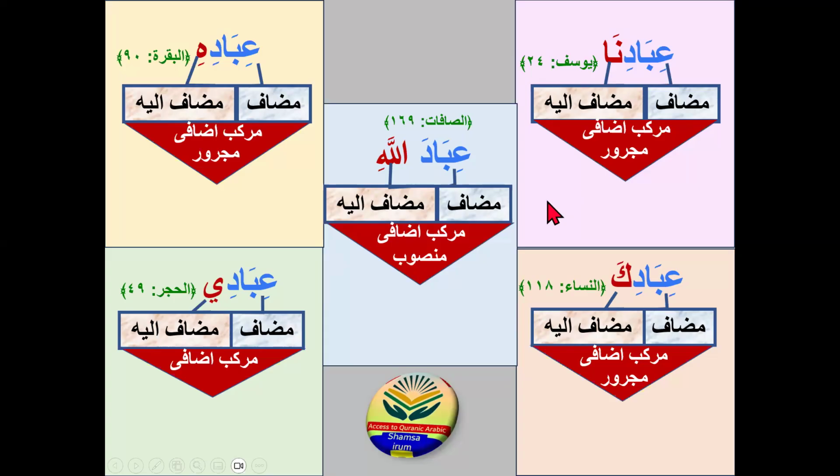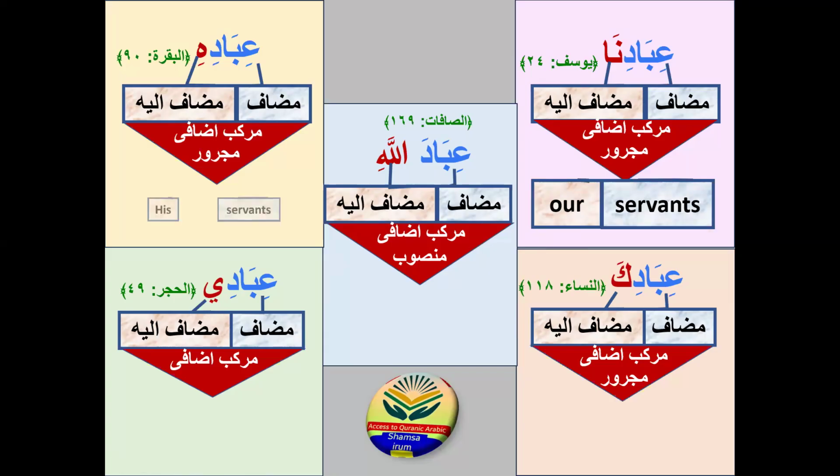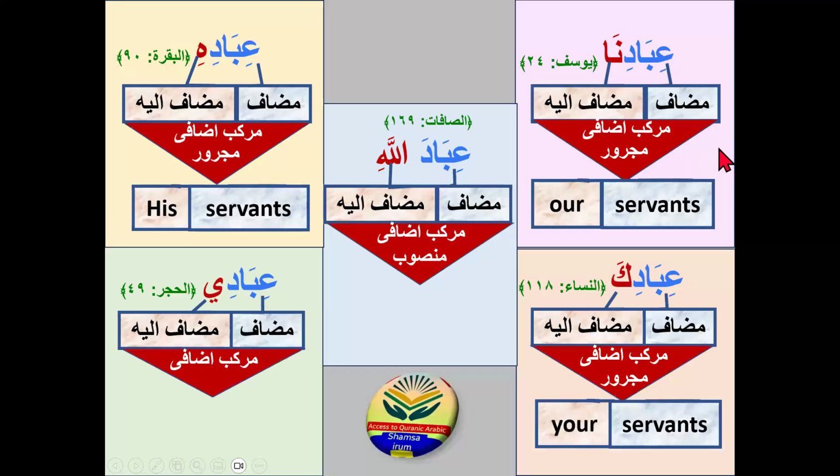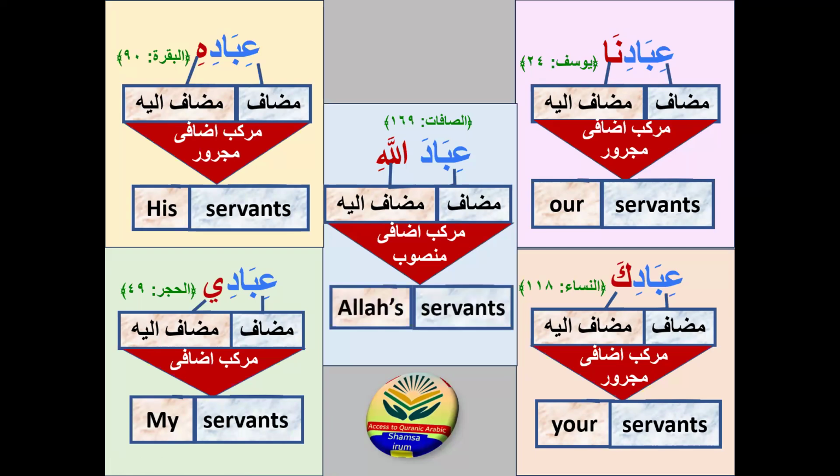Let's move on to the meanings. Translation now. Ibadina, our servants. Ibadihi, his servants. Ibadika, your servants. Ibadi, my servants. Ibadullahi, Allah's servants. So look how you are learning to convert these ayat into your language, into English, how you can translate them.